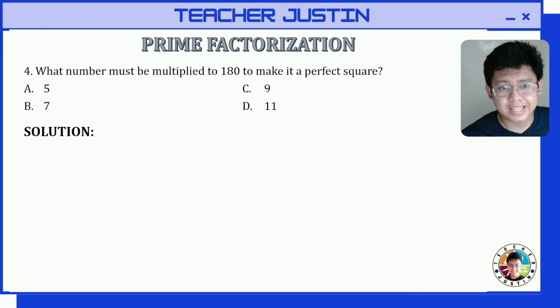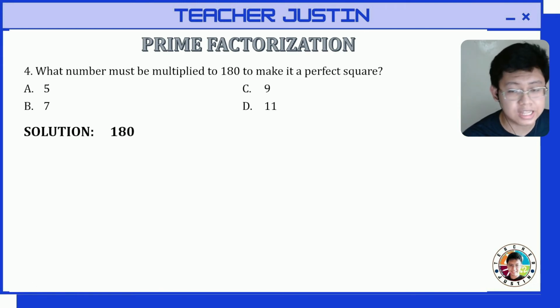Okay, let's have this item. What number must be multiplied to 180 to make it a perfect square? Okay, para masagutan tong item na to, okay, first thing that we need to do is to try to get the prime factors of 180.